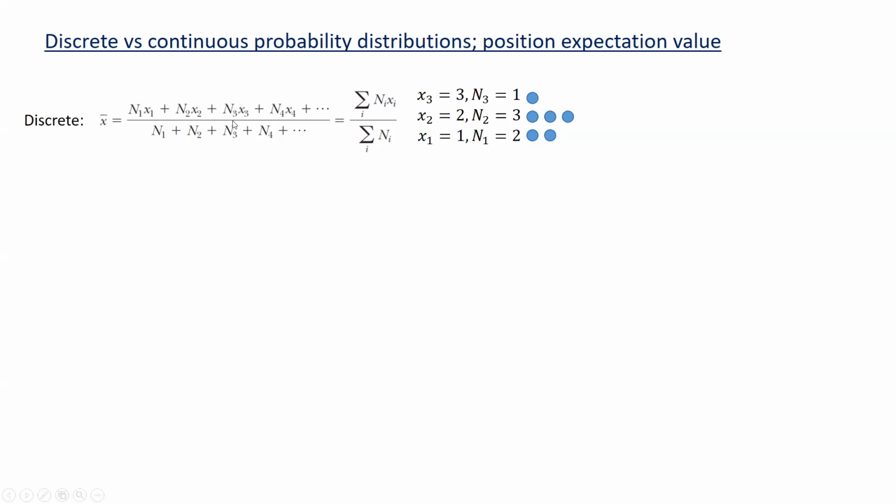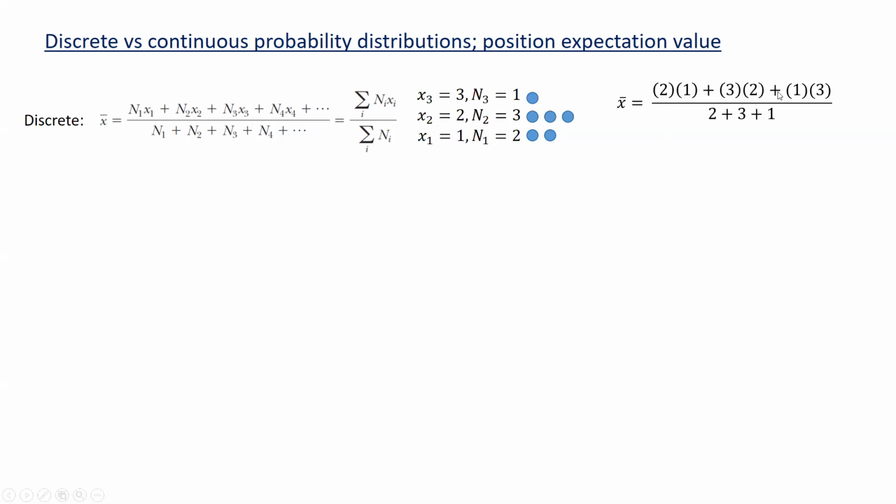Well, using this formula over here, we would say the expected value of x would be n1, which is 2, since there's 2 of these, times that particular value, plus n2, since there's 3 of those, times that value of 2, plus n3, there's 1 of the third value, times that particular value, which is 3, over the total number of values, which would be, in this case, 2 plus 3 plus 1.